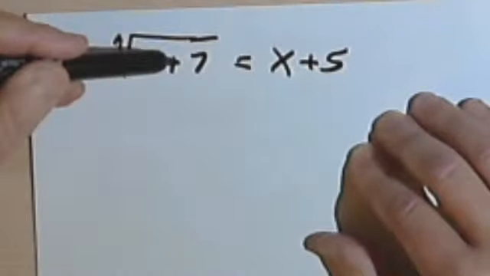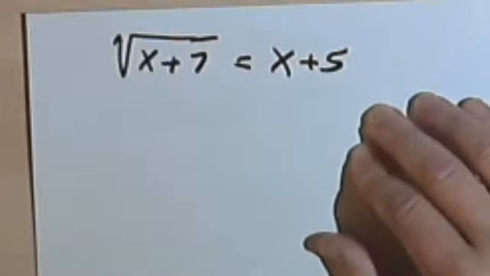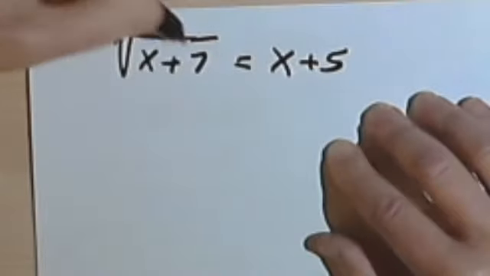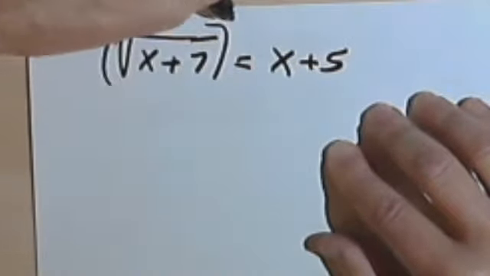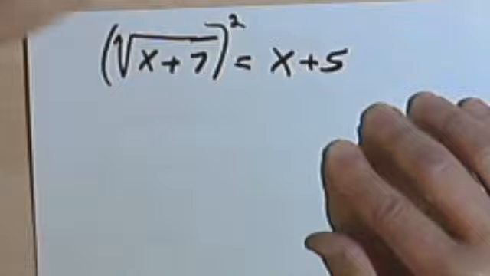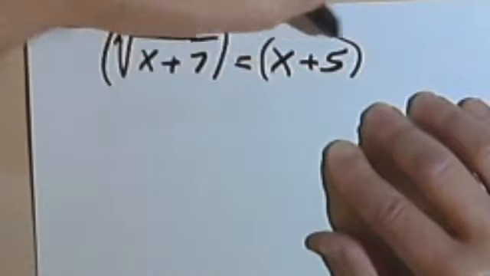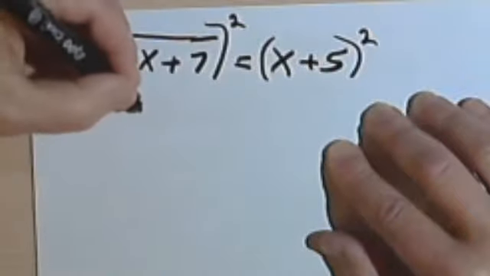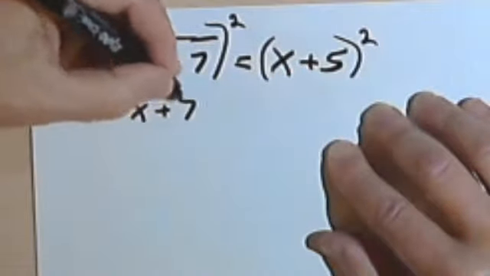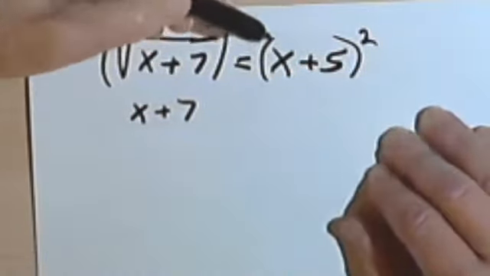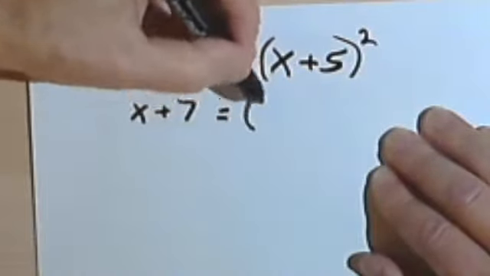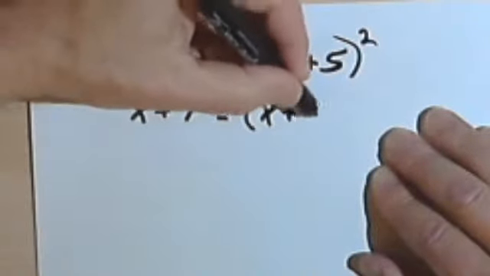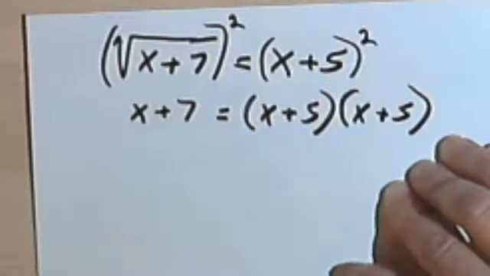The square root of x plus 7 equals x plus 5. So I want to get rid of the radical sign. I'm going to square, and that will get rid of it. But if I square one side of an equation, I've got to square the other side. Squaring the left side gives me just x plus 7. Squaring the right side of the equation will mean that I have x plus 5 times x plus 5.